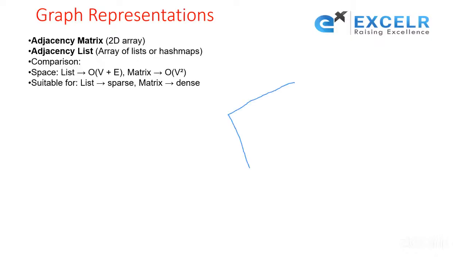Let me draw this graph. Let me call the vertices 0, 1, 2, 3, and 4. Can you draw the adjacency matrix of this graph? Then the adjacency list. Yes, the adjacency matrix of this graph. How many of you will be able to draw this? The adjacency matrix is very easy.